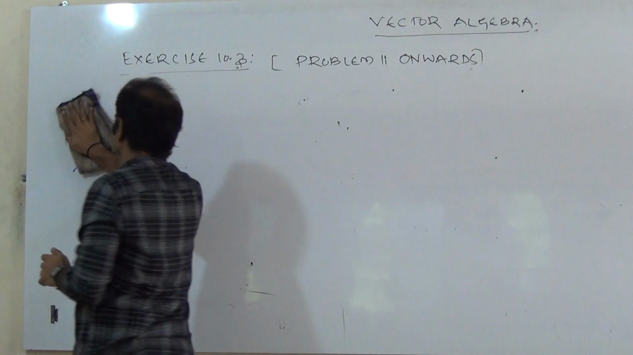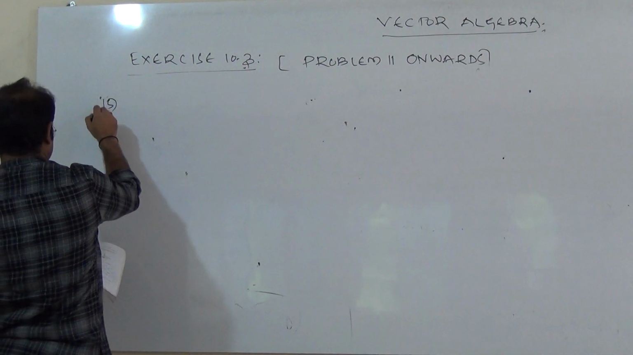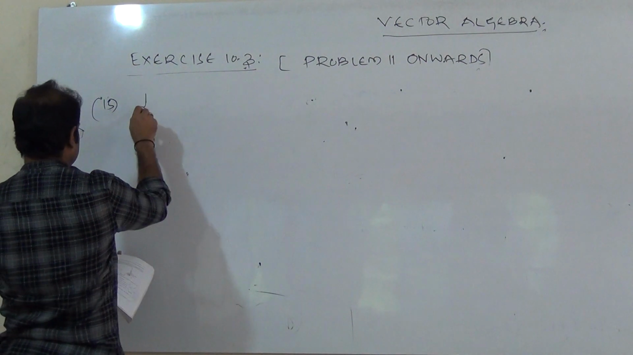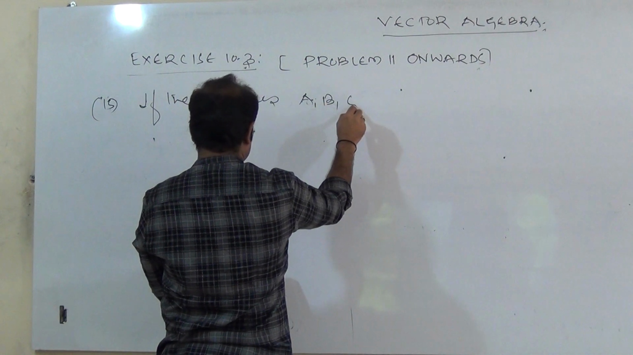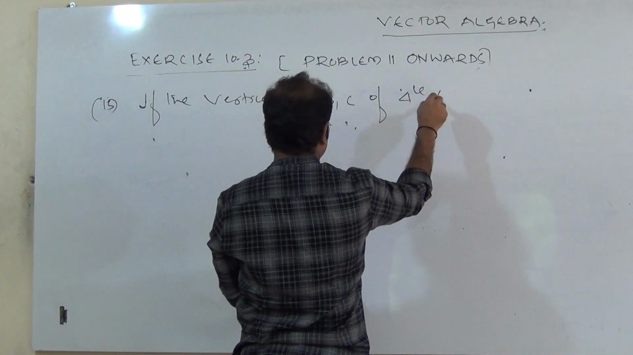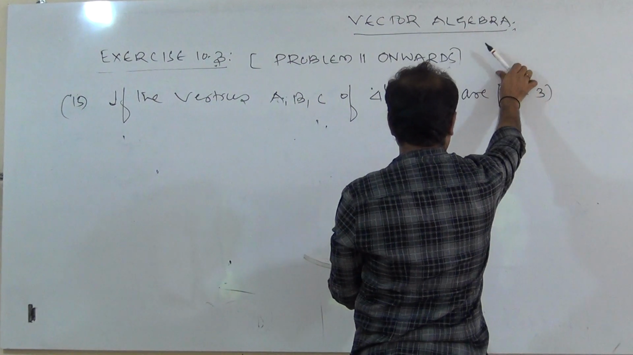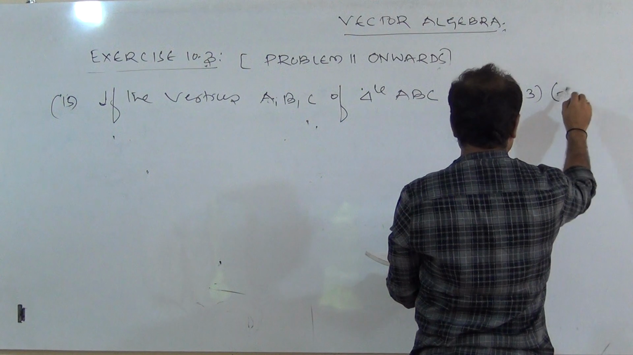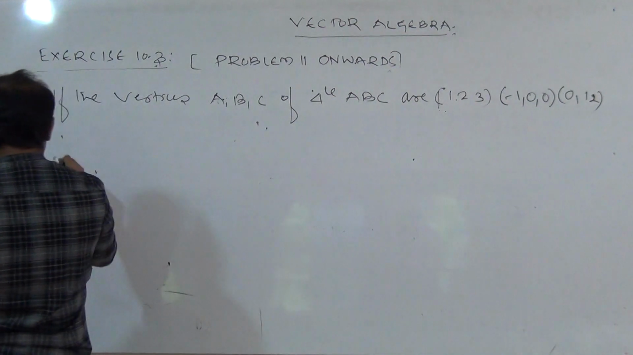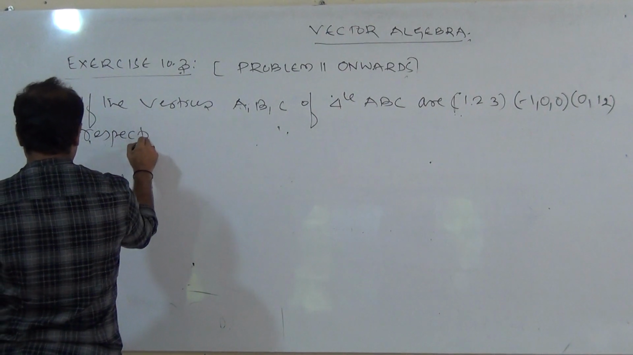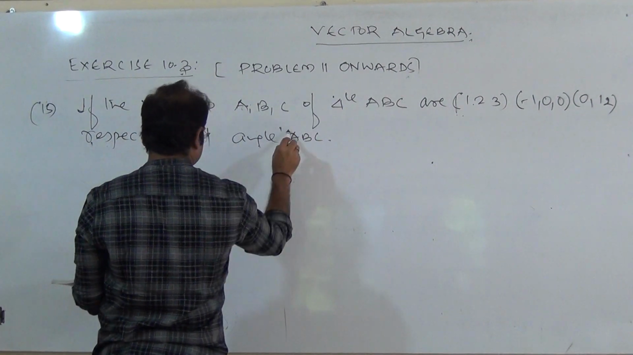Okay. Next one, 15th. If the vertices A, B, C of triangle ABC are 1, 2, 3; -1, 0, 0; 0, 1, 2 respectively, find angle ABC. Angle ABC.